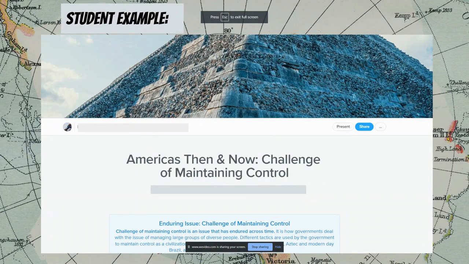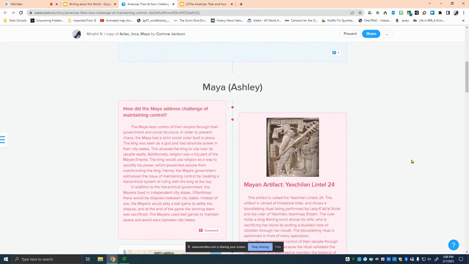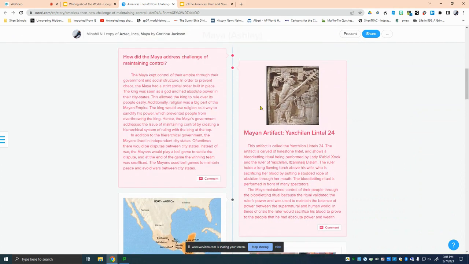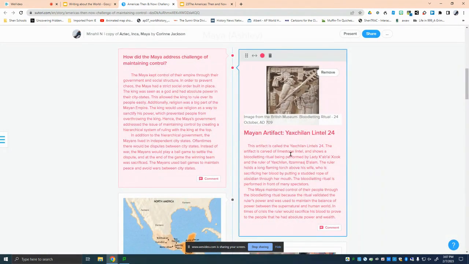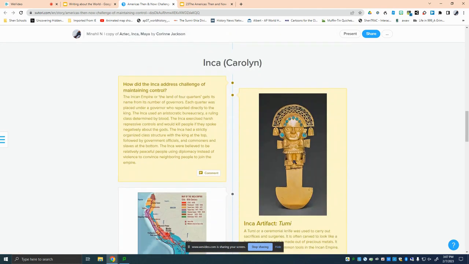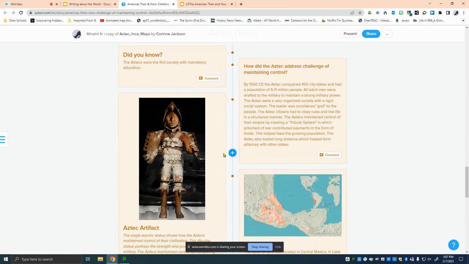So a student example, these students created their Sutori about the challenge of maintaining control. So what they did was they found an artifact, and after researching the artifact, they would connect it to show how the Maya, this artifact showed how the Maya were in fact maintaining control over their civilization. And they did it for each one of the American civilizations we focused on.